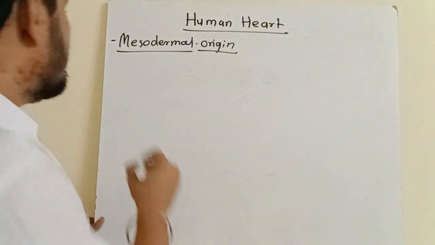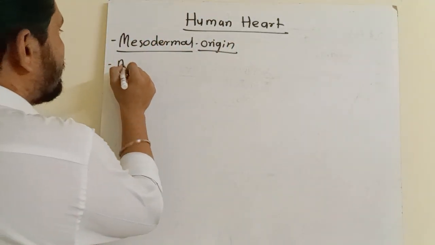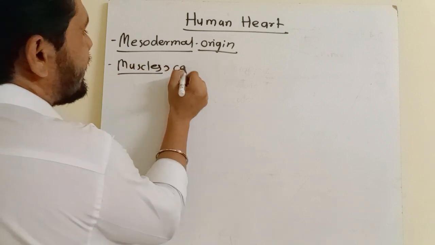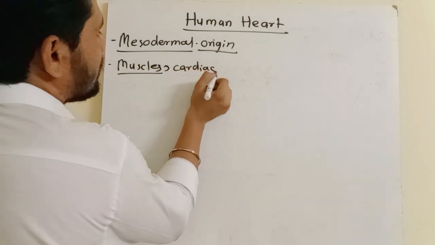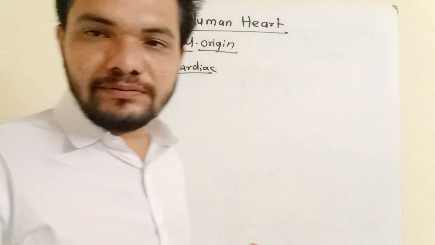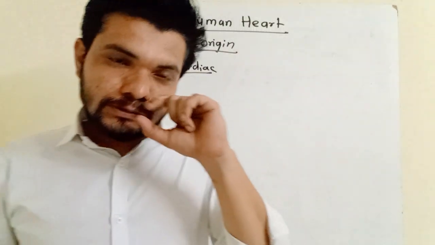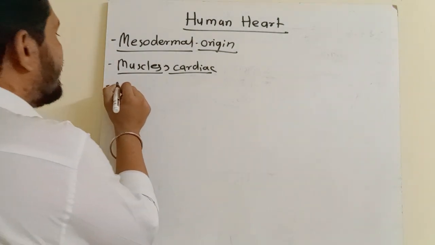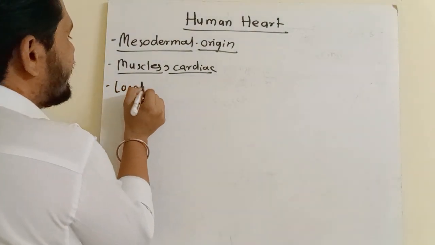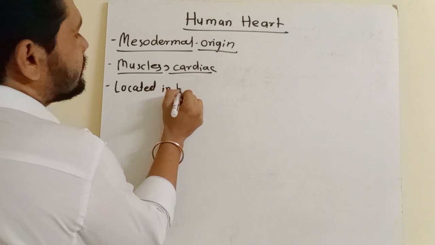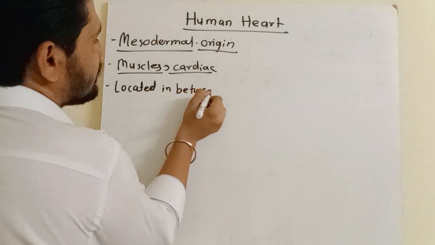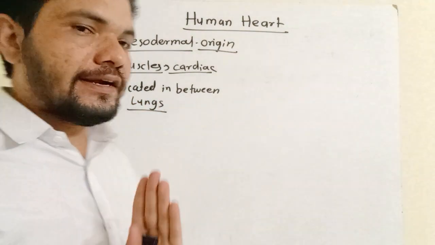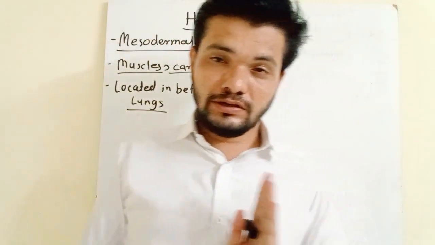If we talk about its composition, it is mainly made up of muscles called cardiac muscles. Mainly we can say myocardium. Then if we talk about its location, it is located in between the lungs, slightly tilted towards the left side of the left lung.